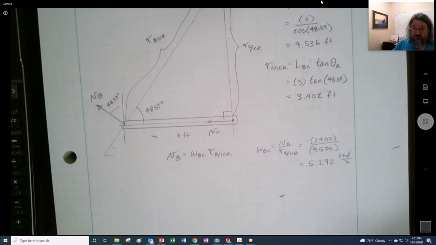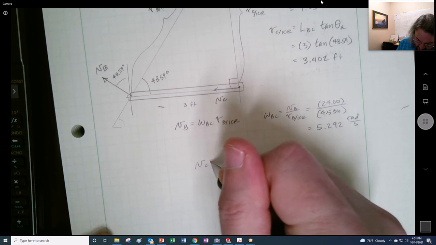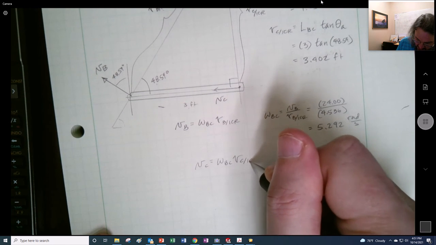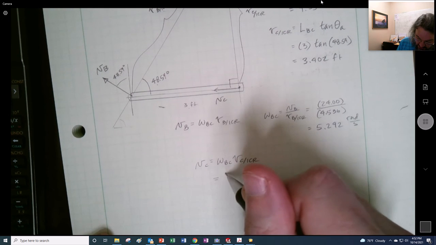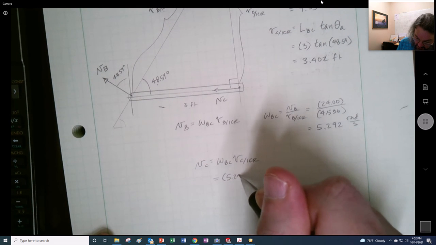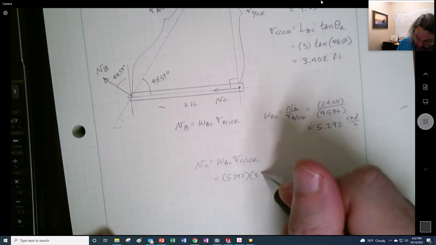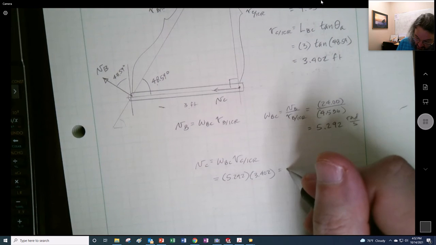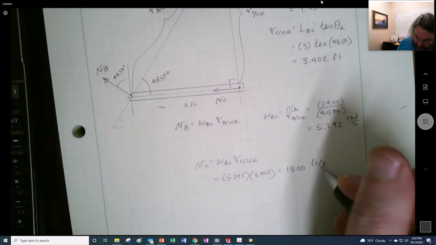So now we need the velocity at C. The velocity of C is going to be equal to omega BC times the RC with respect to ICR. So that's just going to be equal to 5.292 times my 3.402, and I get 18 feet per second.